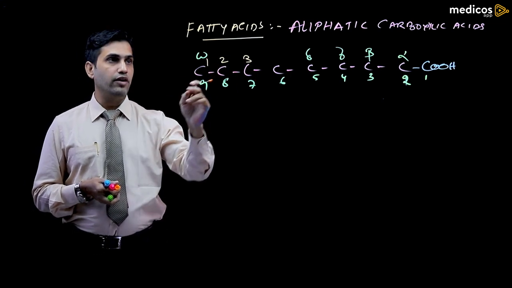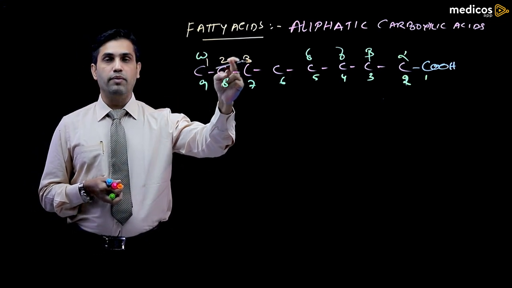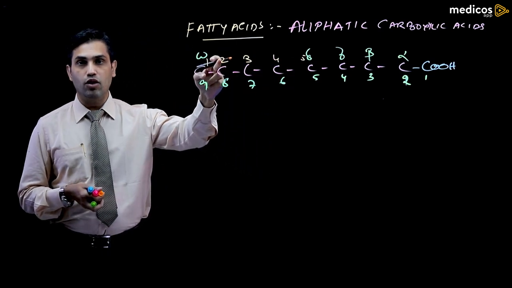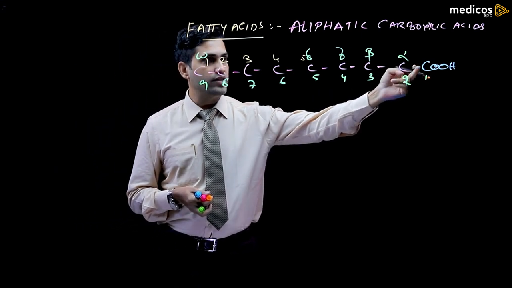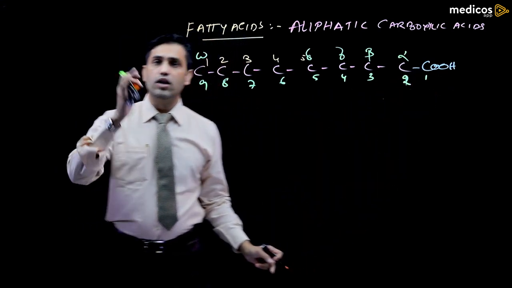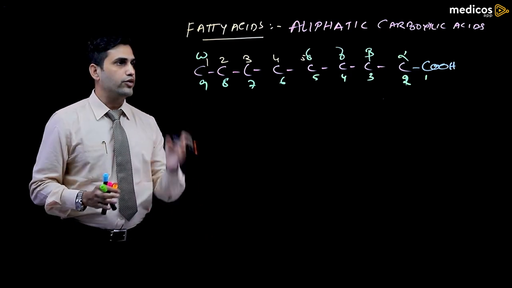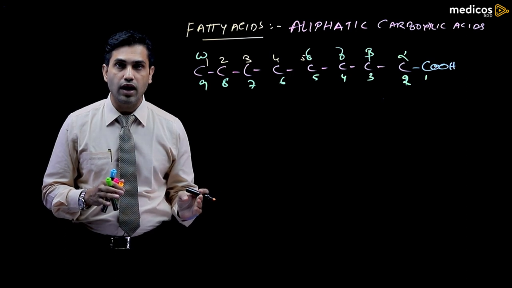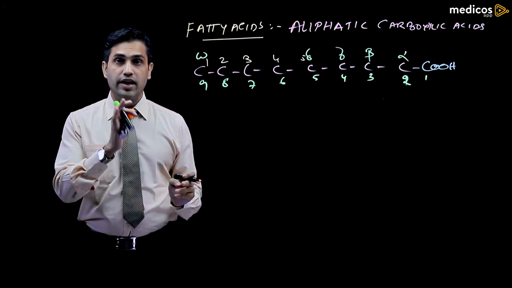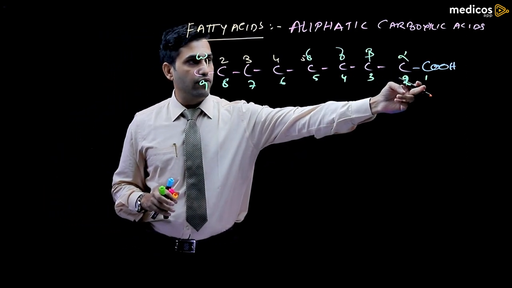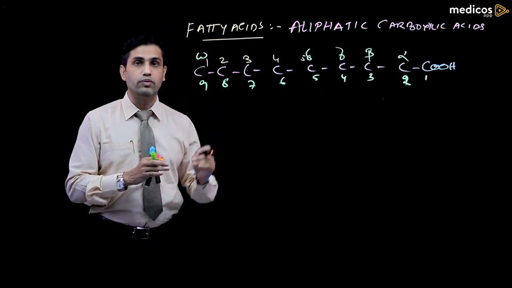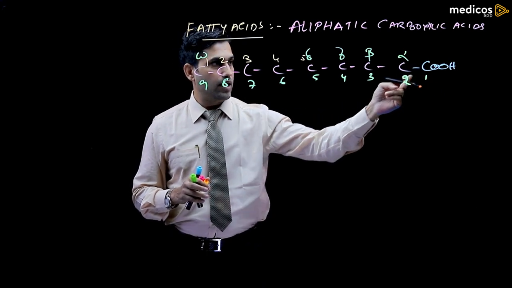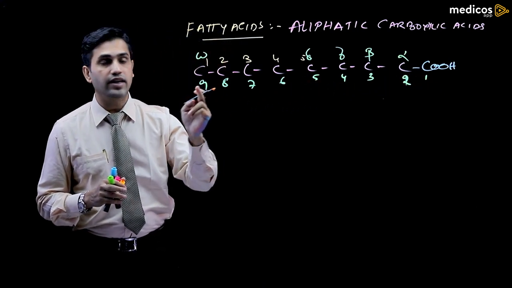If you are talking about omega families, it will be like this: omega 1, omega 2, omega 3, omega 4, omega 5. This omega nomenclature is different from your regular one. Don't get confused. The normal nomenclature for all carbohydrates, proteins, and fatty acids is that the functional group carbon, or the carbon near the functional group, will be the first carbon. So here the carboxylic acid carbon is the first carbon, then second, third, fourth, fifth, sixth, seventh, eighth, and ninth.